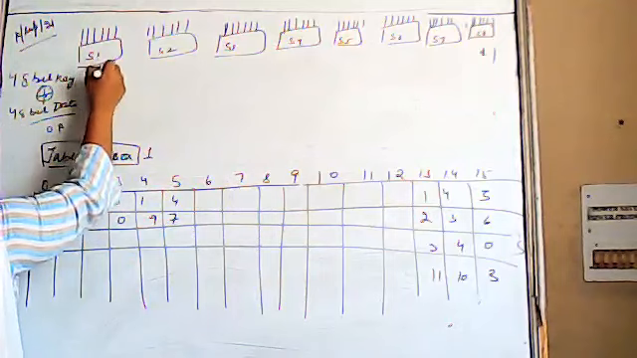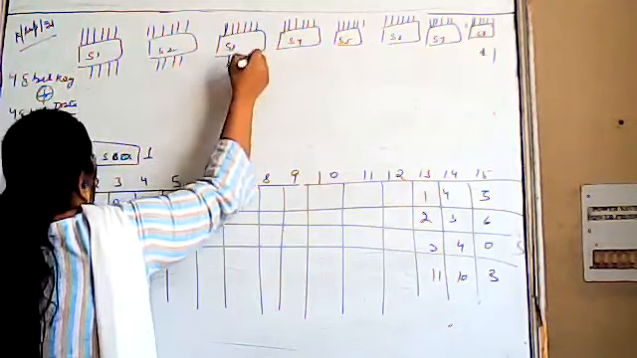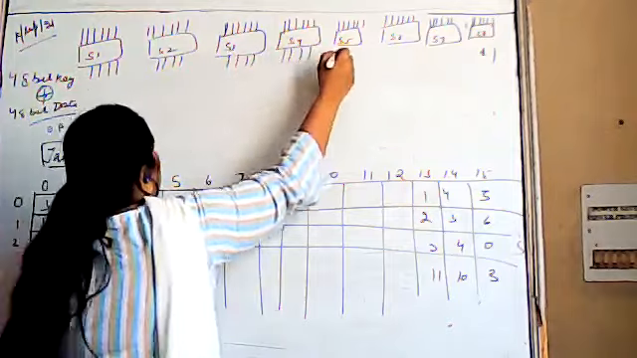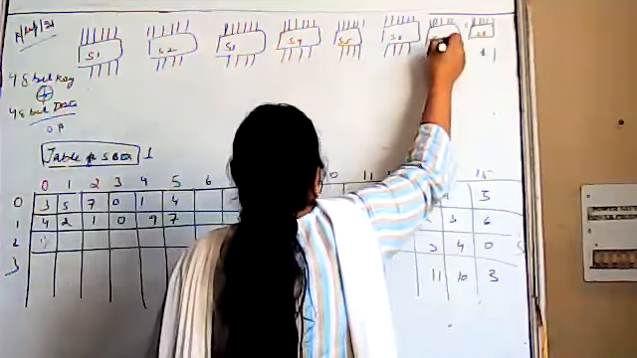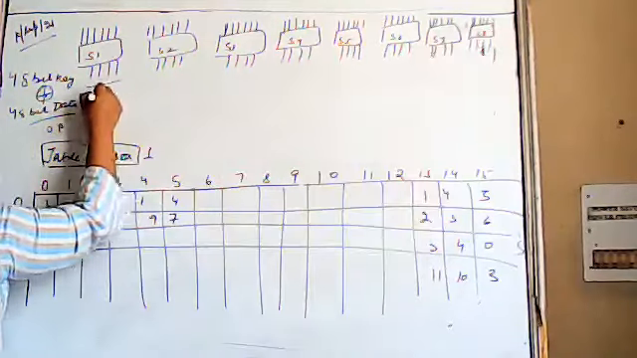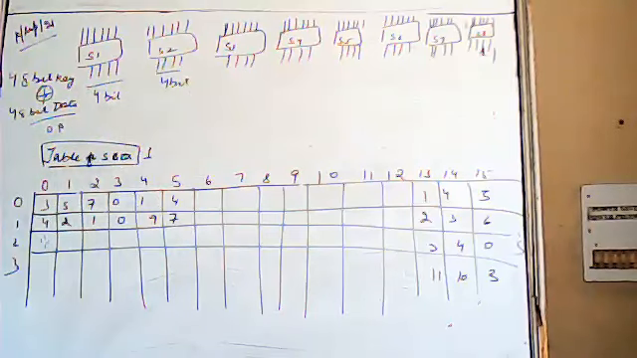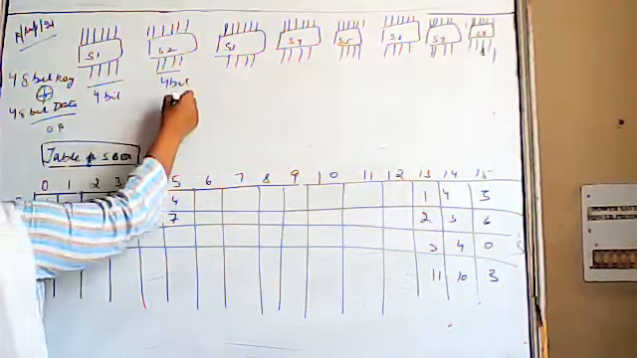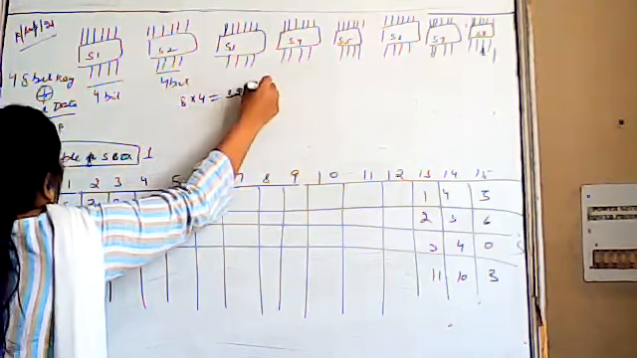Now we need the output of 32-bit. So that means the output will be 4 bits each. The output of every S box will be 4 bit each. This is 4 bit, this is again 4 bit, and so on. When we multiply 8 S boxes with 4 bits each, we will get 32 bit.